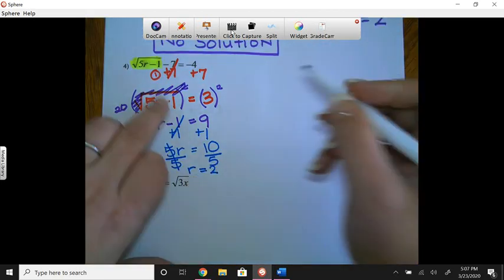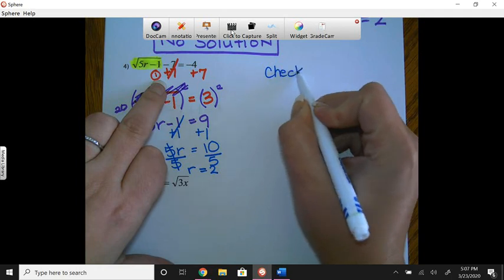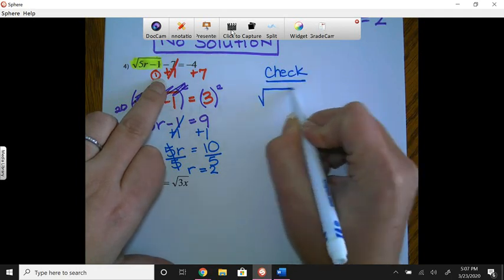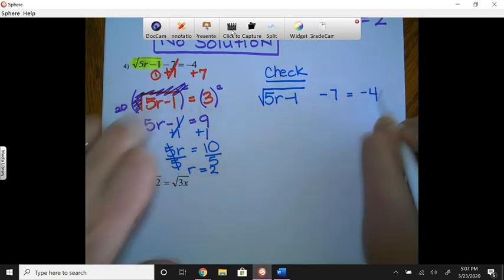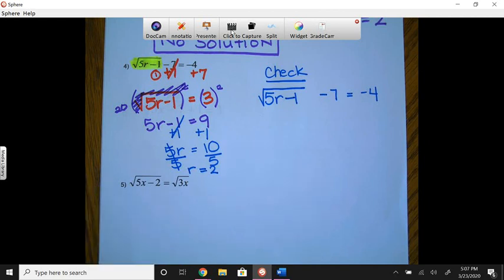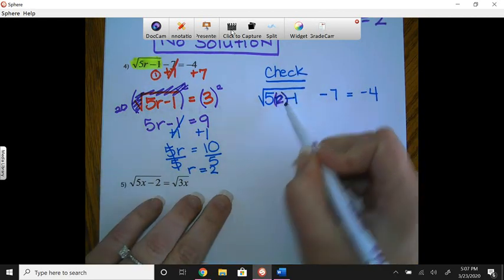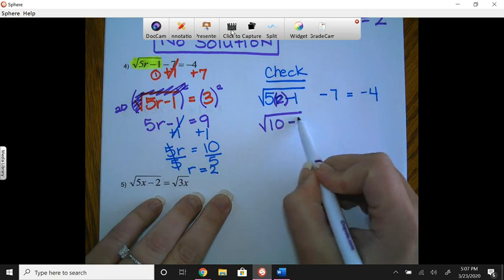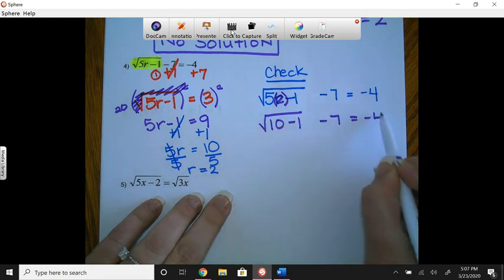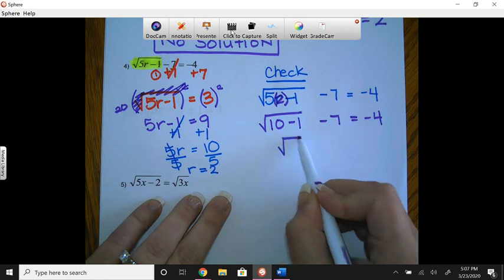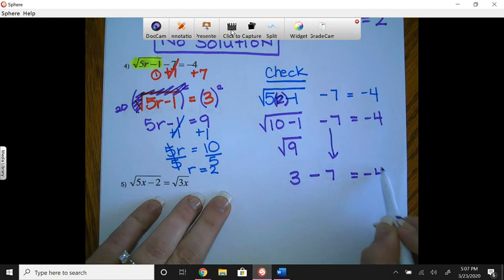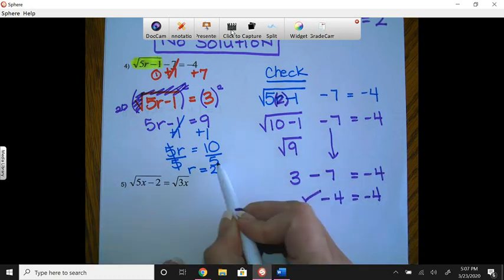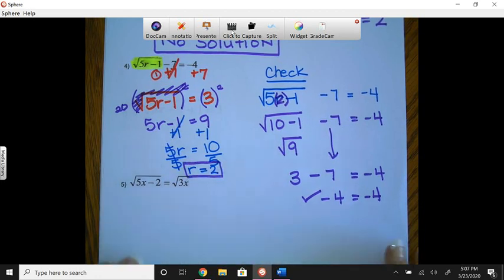So we're going to go ahead and check the problem. So we're going to remove the r and plug in 2. 10 minus 1 is 9. The square root of 9 is 3. 3 minus 7 is negative 4. So since we get the same thing on both sides, then we know that this is our solution.